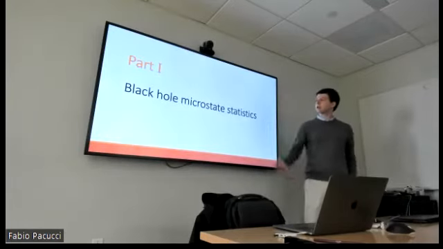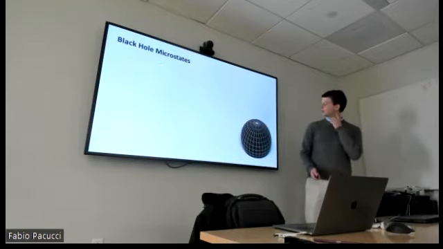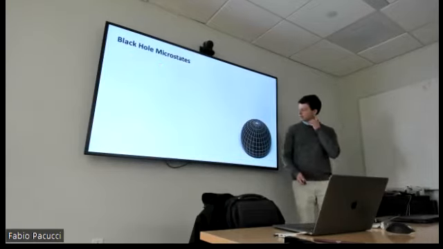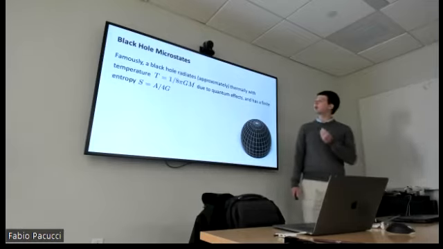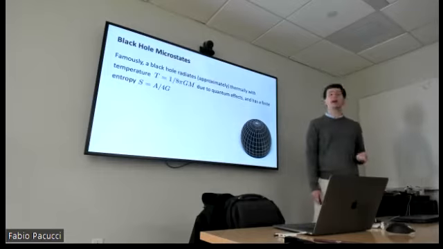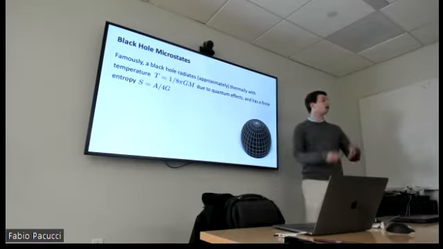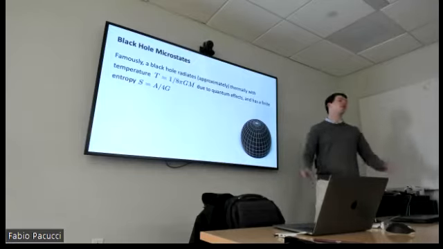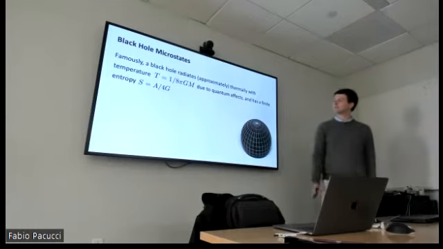So in the first part, as promised, I'll talk about black hole microstate statistics. So here's a picture of a black hole. It's not as nice as the one, there's a real picture of a black hole. But famously, a black hole radiates approximately thermally with a temperature which is inverse in its mass due to quantum effects. And it has a finite entropy, which is proportional to the horizon area divided by 4G Newton. These are the famous facts about black holes that you would want to tell your friends about.